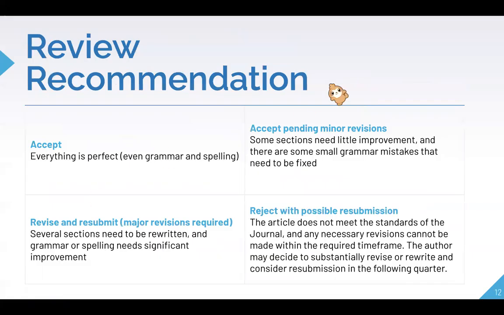And so these are the 4 recommendations that the reviewers will give you after they review your paper, one of these 4. Either they will accept it if everything is perfect, even grammar and spelling. And typically, we don't receive any articles that are completely perfect. There will always be little things that can be fixed. So second is accept pending minor revisions. That's if you have small grammar mistakes and things like that to fix.